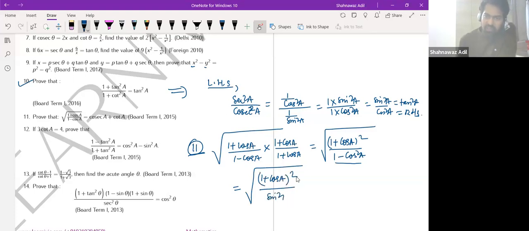So you see that every term is a whole square. This is a whole square, this is a whole square, so we can take them out of the root. So this would be this, and this is this. Right?